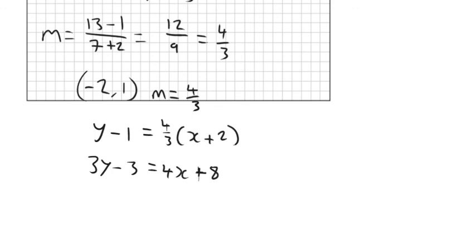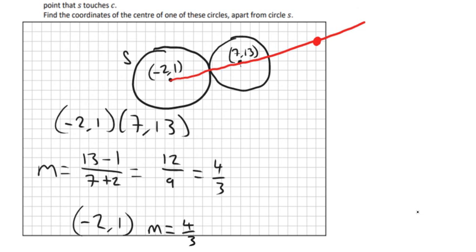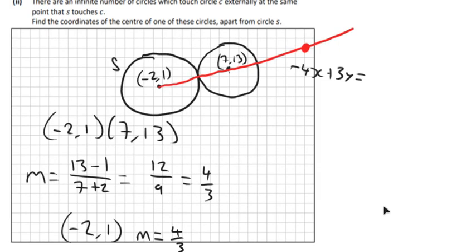And then that's it then. You can just tidy it up a little bit. So minus 4x plus 3y is equal to 11. So that's the line. That's that red line that I drew there then. That's the equation of that line. Minus 4x plus 3y is equal to 11.